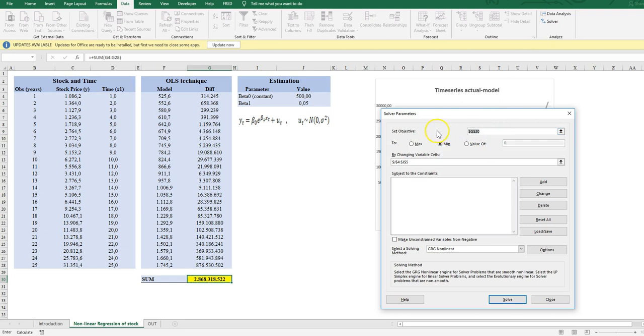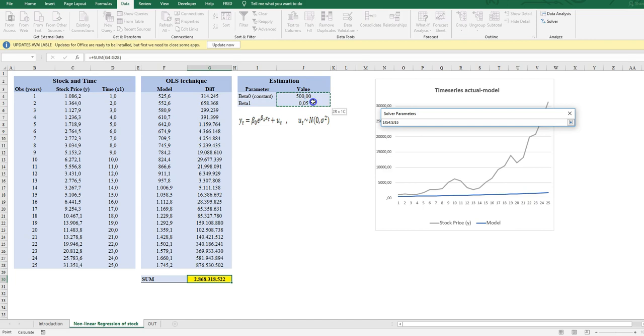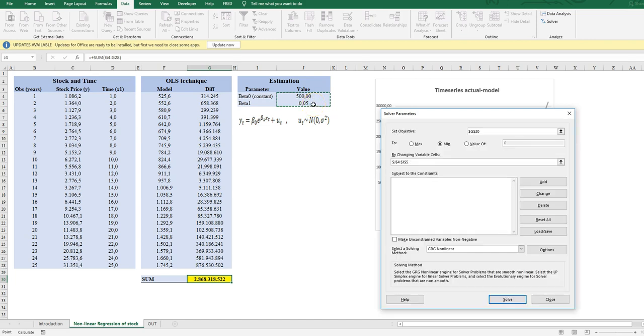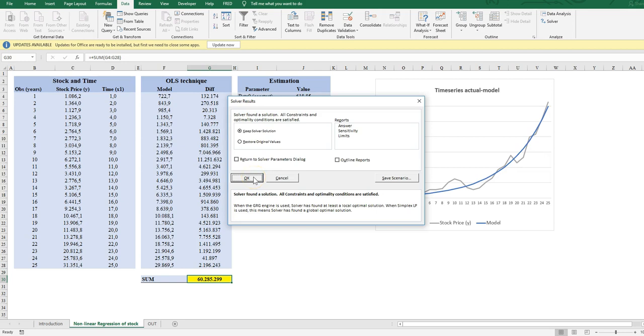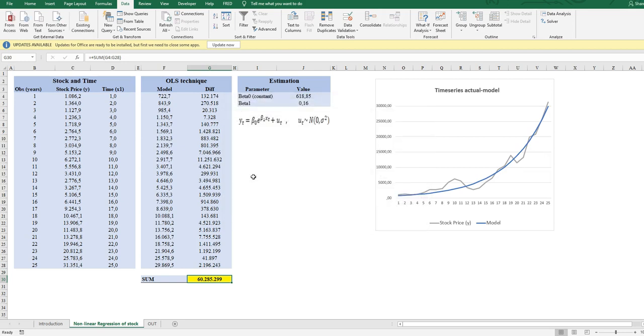Set the objective function. This is the function that Excel would like to do something with, as you decide, and you can either maximize, minimize, or aim for a specific value. We'd like to minimize, with respect to these two variables, beta 1 and beta 0. And we have no constraints. So, it found a solution. Now the model is estimated and is represented by the blue.